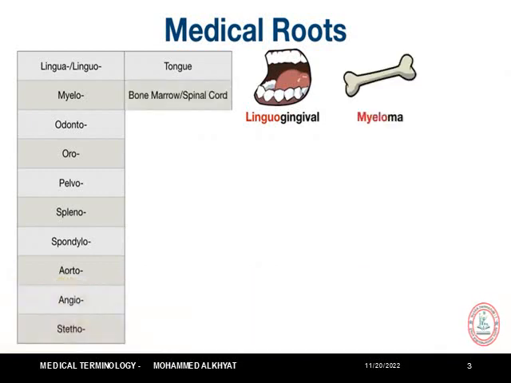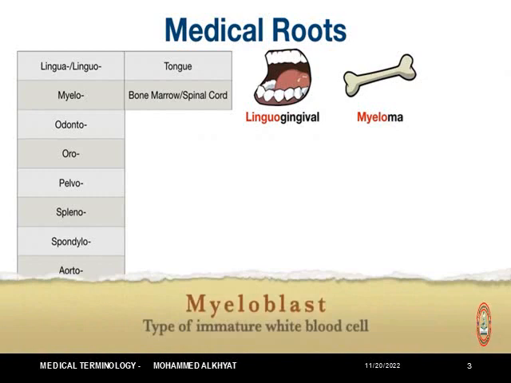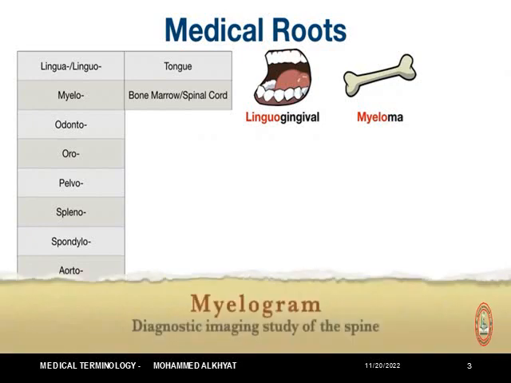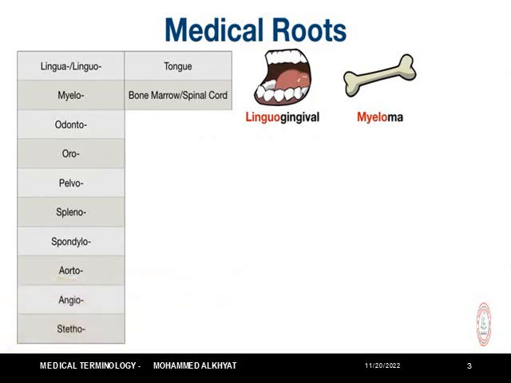Next, we have myelo, which refers to the bone marrow or the spinal cord. Some bone marrow examples include myeloma, which is a malignant tumor of the bone marrow, or myeloblast, which is a type of immature white blood cell that forms in the bone marrow, or myelofibrosis, which is scarring of the bone marrow that interrupts normal production of blood cells. An example medical term for the spinal cord is myelogram, which is a radiographic study using contrast dye to look at the spinal canal. Next is odonto, which means teeth.